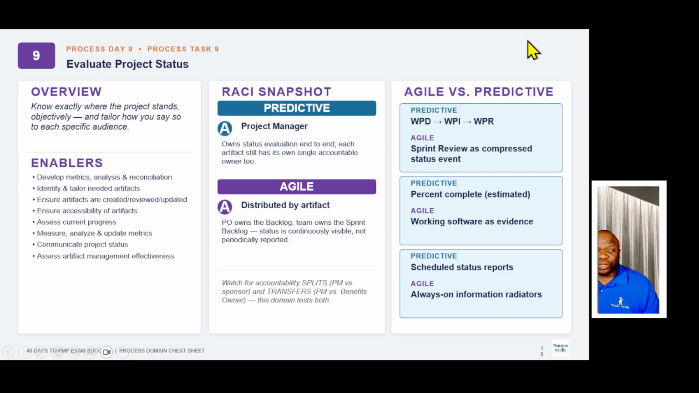Day number 9, we'll be going into the world of evaluating project status. So knowing your WPD, WPI, WPR cycle is important: work performance data, becoming work performance information, becoming work performance reports. Understanding that in the world of Agile, the product owner owns the backlog, the team owns the sprint backlog, and status is continuously visible. We don't go off and make some crazy report like we do in other worlds. Like in the world of predictive, the project manager lives by those reports, lives by the status. So do the stakeholders. And there's nothing wrong in that. It's just a different animal.